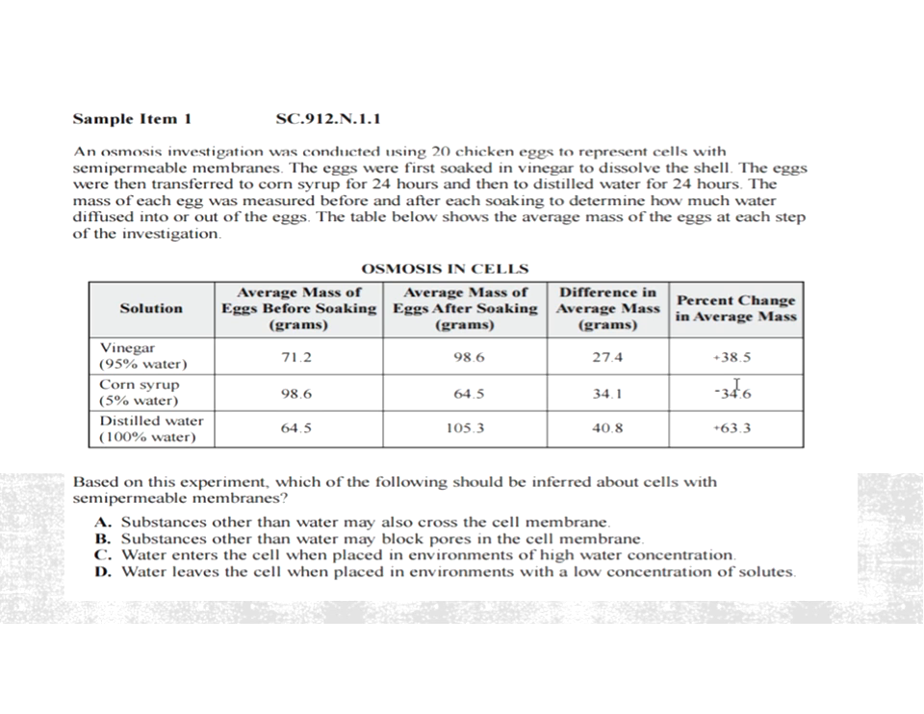So the question's asking, based on this experiment, which of the following should be inferred about cells with semi-permeable membranes? A, the substances other than water may also cross the cell membrane. B, substances other than water may block pores in the cell membrane. C, water enters the cell when placed in environments of high water concentration. D, water leaves the cell when placed in environments with low concentration of solutes.